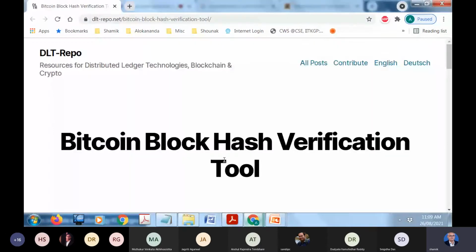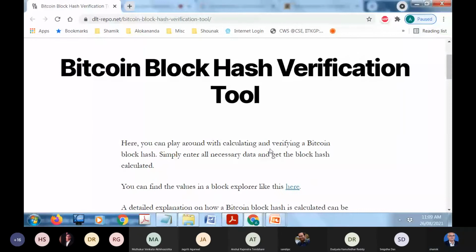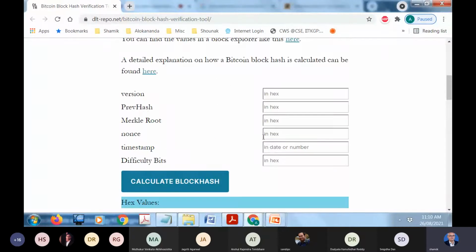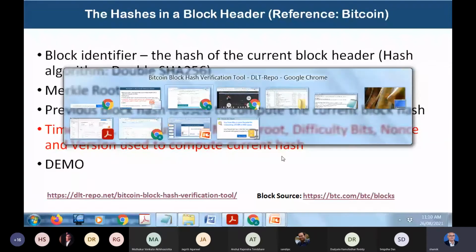If you see this site, it is having this Bitcoin block hash verification tool. And you see that I have to give these as inputs, these 6 values, as was mentioned in our slides. And what we'll do is that we will go to one of the blocks. Let me just pick up one.